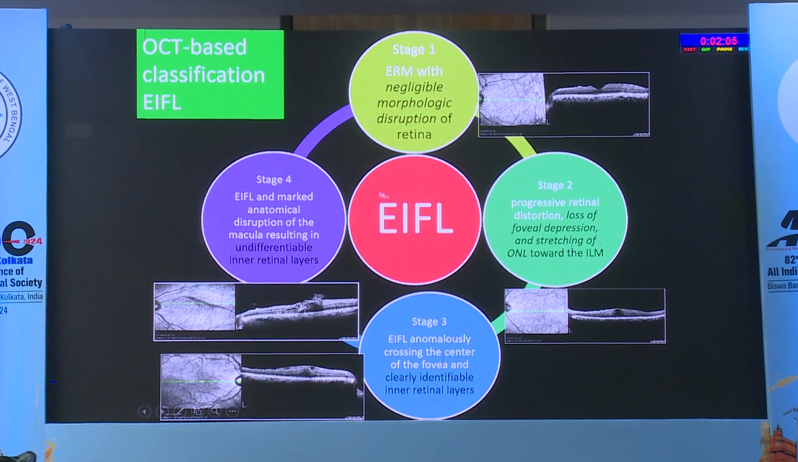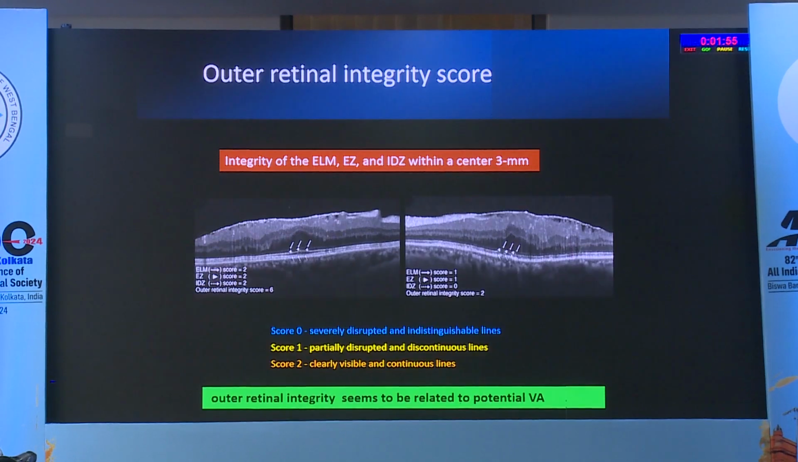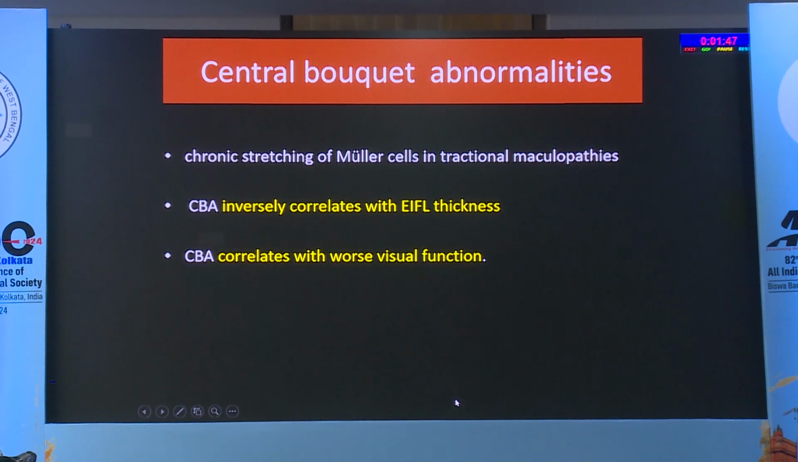As I told before, the most critical entity in ERM surgery is the ectopic inner foveal layer. If you see the presence of an ectopic inner foveal layer with advanced stages, they tend to do poorly, especially in stage 3 and stage 4 holes. I told you, look at the outer retinal integrity, not only the inner retinal integrity; they also seem to correlate with the visual acuity. Central bouquet abnormalities are another abnormality which tends to be seen in all sorts of tractional maculopathy.